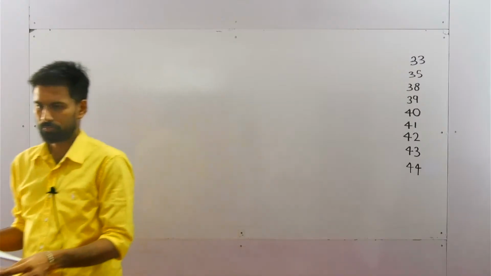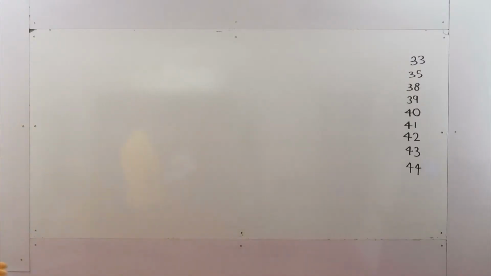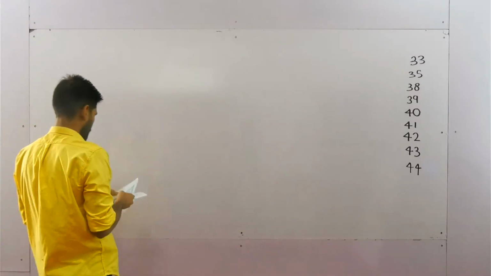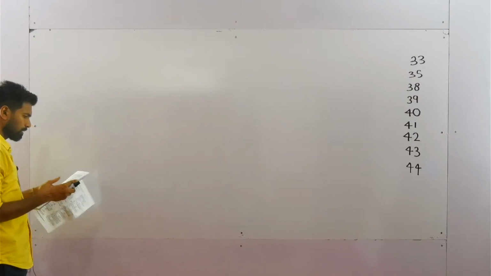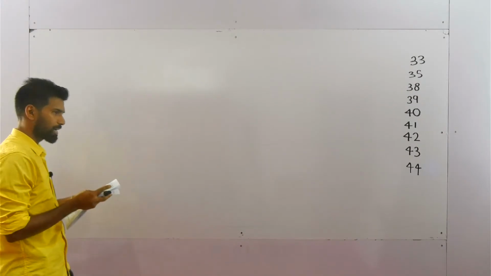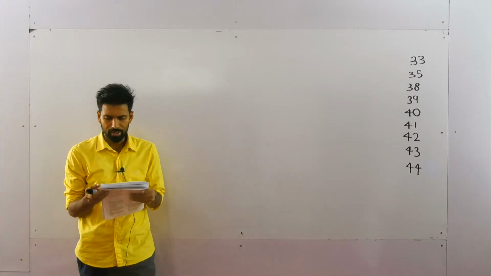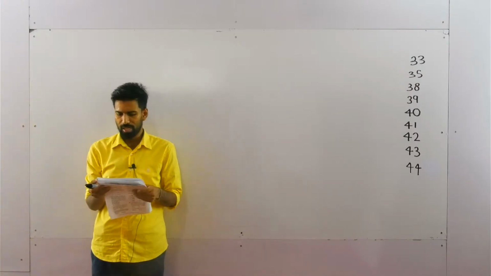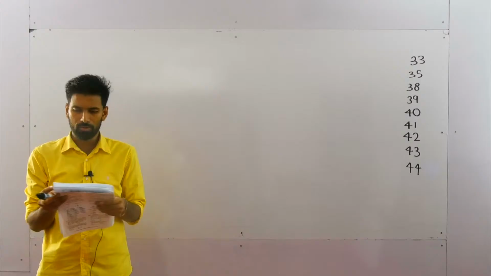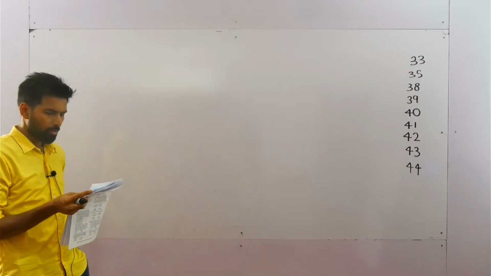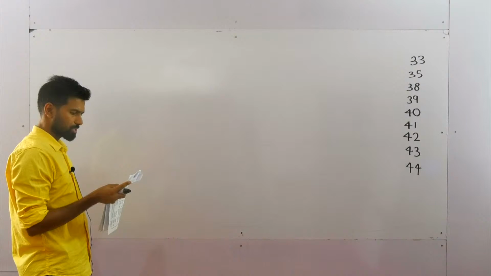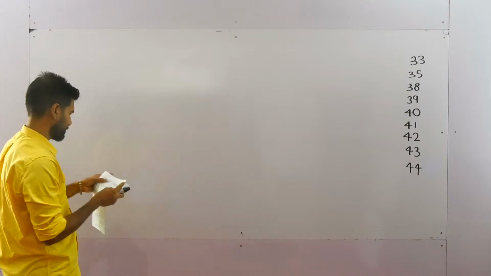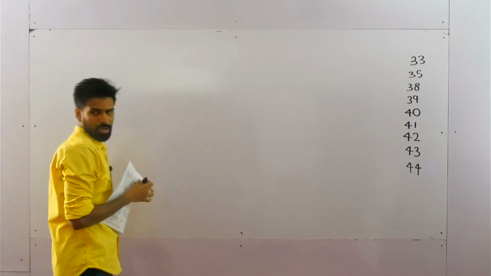In the 33rd question, a stone is dropped from a height h. Simultaneously, another stone is thrown up from the ground, which reaches a height 4h. The two stones cross each other after a time. Okay, I'll use two colors.